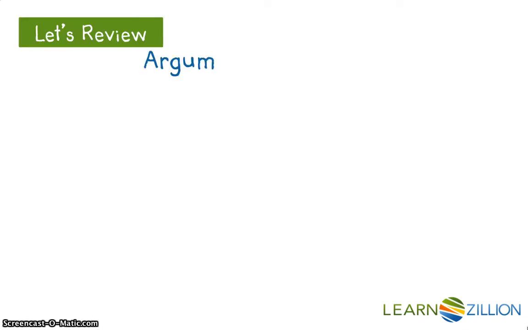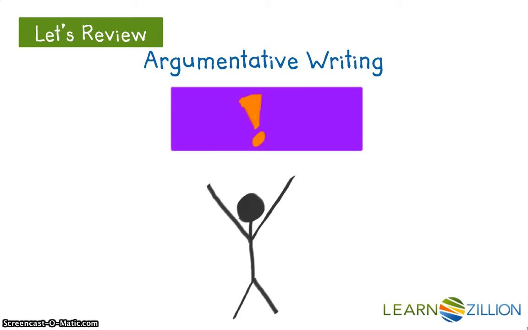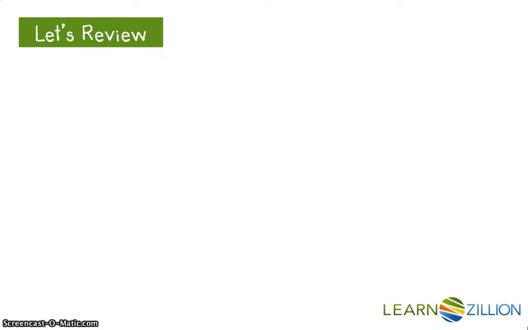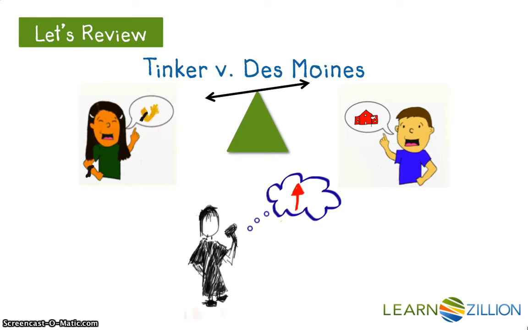Let's review. In argumentative writing, the author's job is to hold up or prove an opinion. One of the most important choices the writer makes is how they're going to hold up their opinion. In the case of Tinker versus Des Moines, the court is challenged with defending both sides of the argument. They need to decide how they're going to uphold their decision to support Tinker while still developing the case of the other side, the defendant Des Moines.